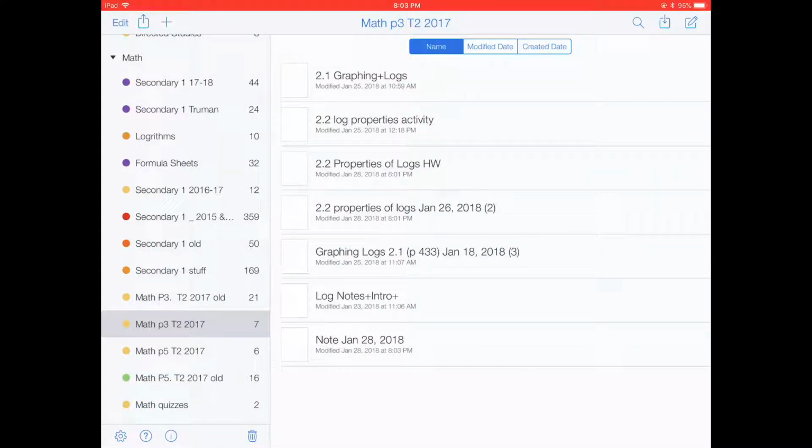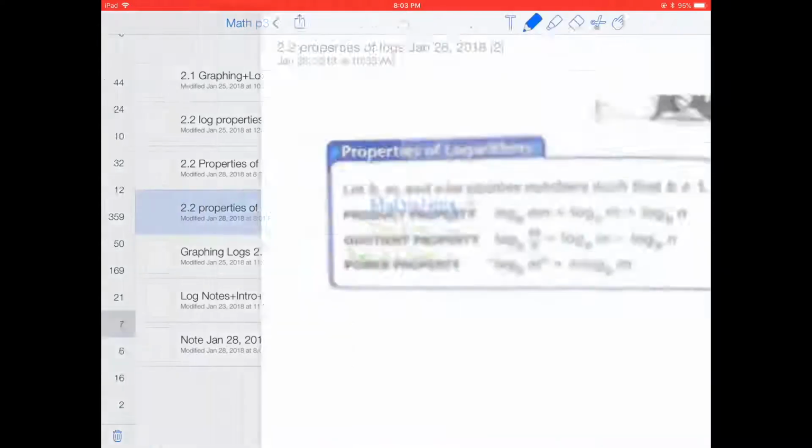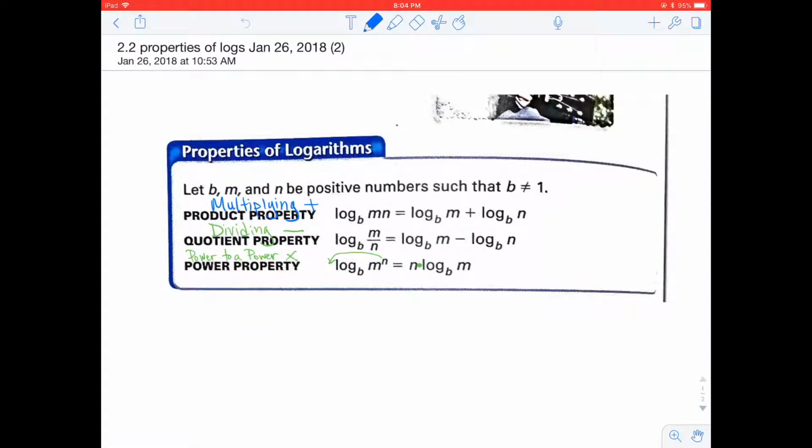You're going to open that up, and you'll see the little chart that we pulled in from chapter 8 for the properties of logs. And the first thing we're going to look at is the product property. We're going to review each of those properties and then do some examples so that you have those in your notes. So we did find that when we multiply logs, we're going to add those logs.